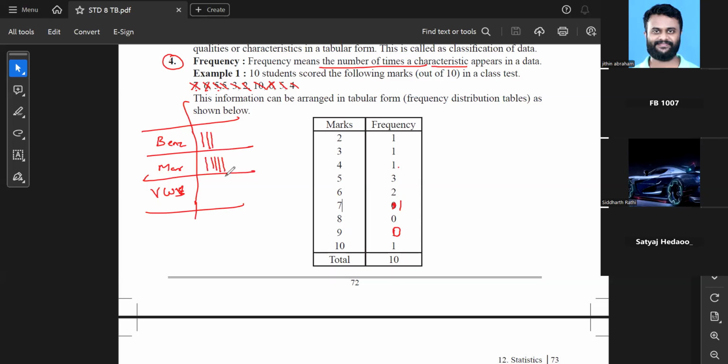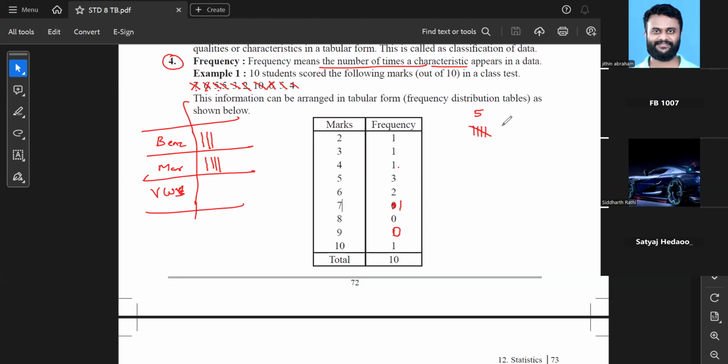To add, I can put one more, but if I keep adding like this, that is also confusing. If I keep adding like this, that is confusing. So what I will do, the system says you make a group of five. So whenever you feel that there are four standing lines already, instead of drawing the fifth standing line, you just draw a slant line. This slant line means this is a group of five.